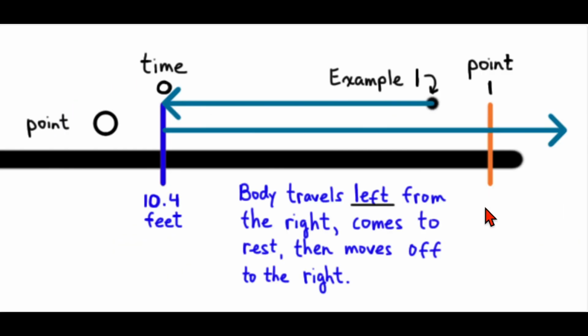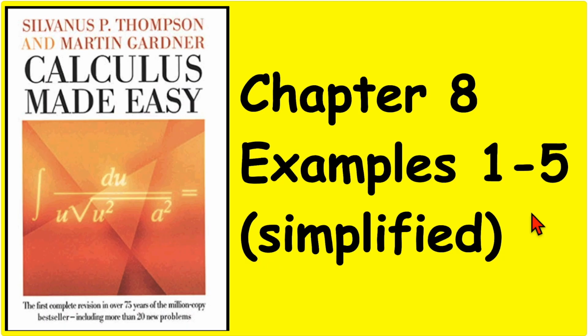In thinking about the graph, I realized that the body travels left from the right. It comes to rest, turns around, and then it moves off to the right. So this is a better diagram of what happens with the movement of that body. For a more detailed discussion of the movement of the bodies in examples 1 through 5, watch this video. This is the simplified version that includes a discussion of all 5 examples.